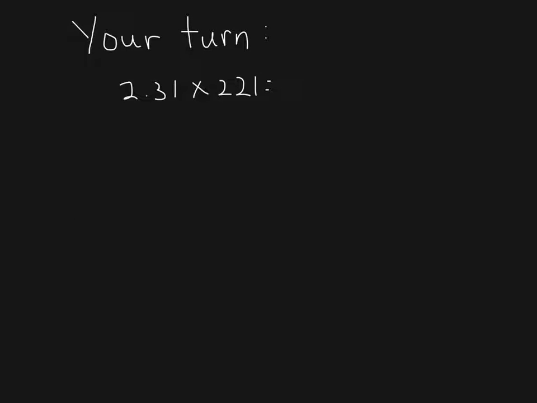Now you are going to have 3 different problems to solve. And here's the first one. 2 and 31 hundredths times 221. So use the strategy that works best for you. Please try to use the standard algorithm and only use the area model to check yourself. And do your best. Then put the answer on the Edpuzzle quiz.